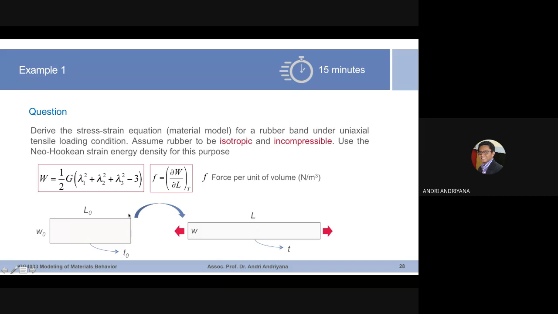And this is the illustration of uniaxial tensile loading conditions. Imagine that you have a rubber band. The initial length is L0, the initial width is W0, and the initial thickness is T0. Then you stretch it along the length so that the length changes to L, the width changes to W, and the thickness changes to T. So the question is to derive the stress-strain equations. How to do that?